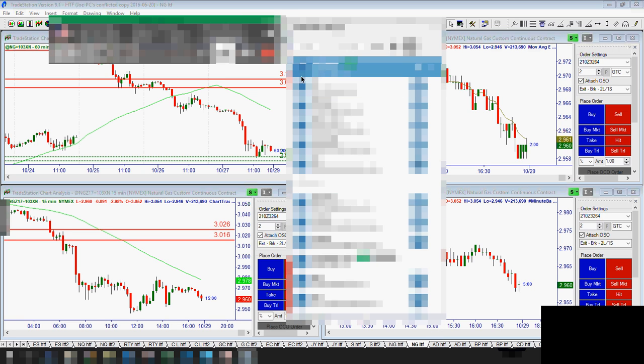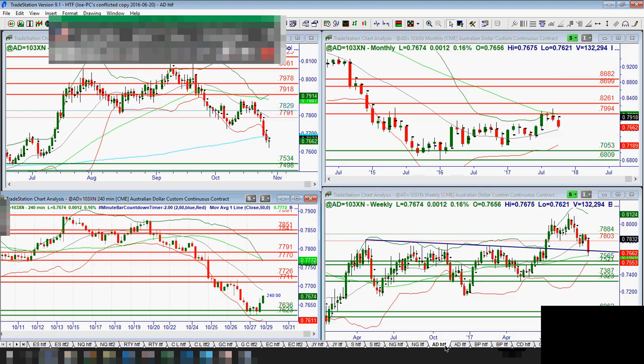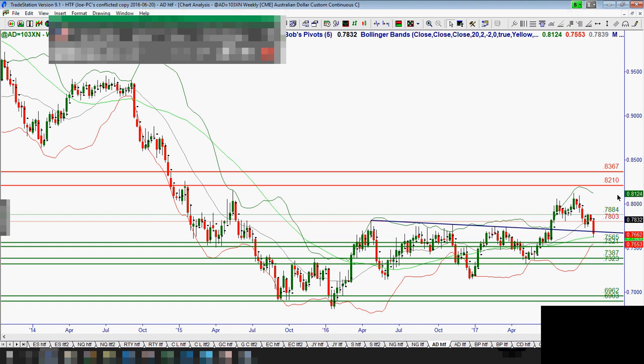All right, assuming there's no questions, I'm going to move on. And this is the first trade that I'm really excited about. The next one is really nice. Pretty sure what we're looking at here. Take a look at the Aussie dollar. This is an excellent setup for a swing trade.